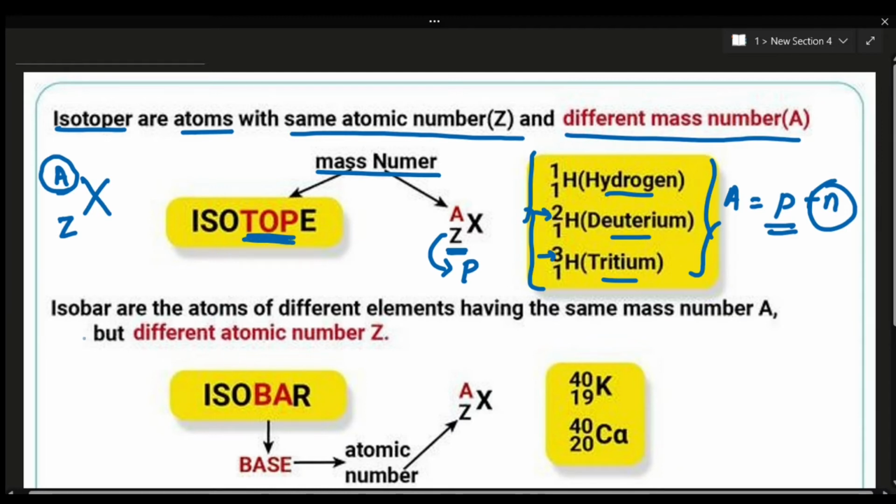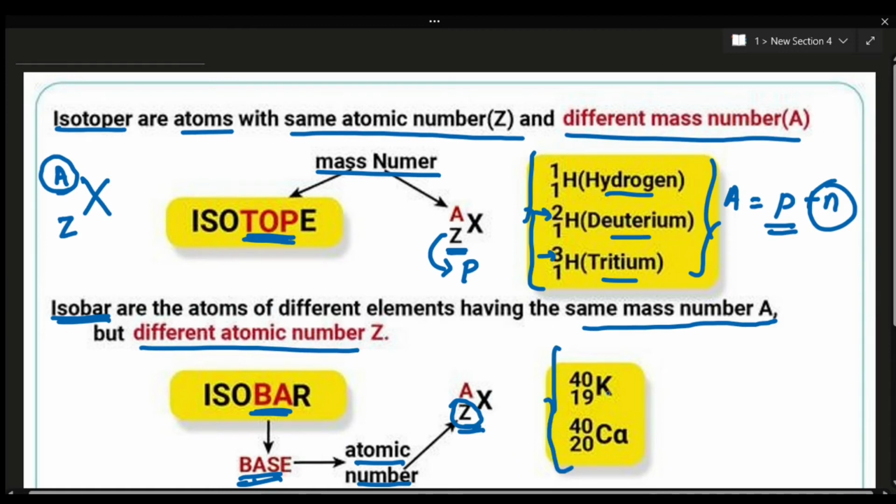Now let's move to the isobar. In isobar you can see that there is Ba in between, and this Ba can be learnt as base, and base means there is something related to the atomic number, because in the atomic symbol you can see at the base the atomic number is written. So let's see what an isobar is. Isobars are the atoms of different elements having the same mass number but different atomic number. It is kind of opposite of what we read in isotopes. So like this we can learn that the atomic number is different for isobars.